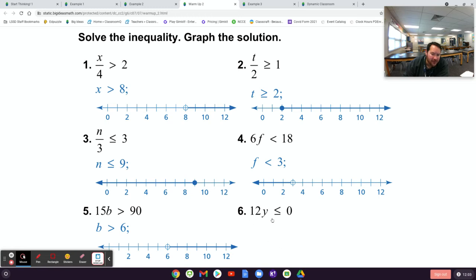And the last one, 12y is less than or equal to 0. Ooh, tricky. Okay, divide each side by 12 and you get y is less than or equal to 0 still, because 0 divided by anything is still 0. So it'll be a filled-in circle on 0 because it can equal 0, and then shaded to the left because it's everything less than or equal to 0.